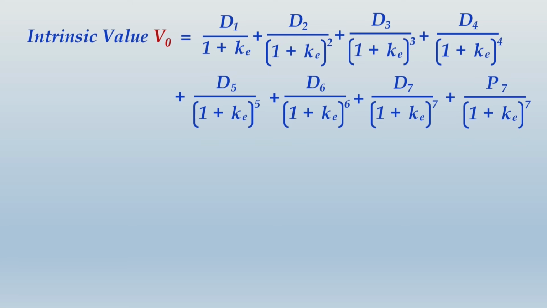And how would you compute P7? You know it already. Here you can apply Gordon's model and compute P7 by taking D8 divided by KE minus G. As we have already written this version of solution, what I am displaying on screen is just for your reference. You don't even have to write about it. You can just refer. You have already written this solution earlier.